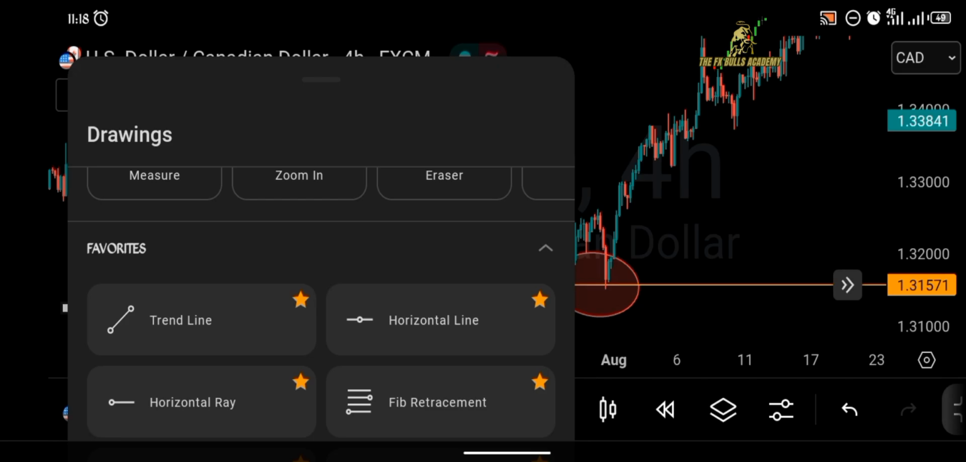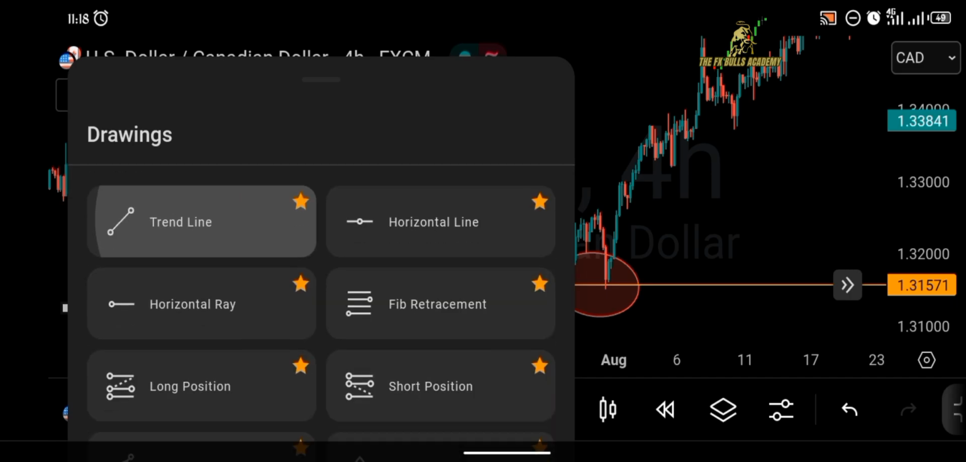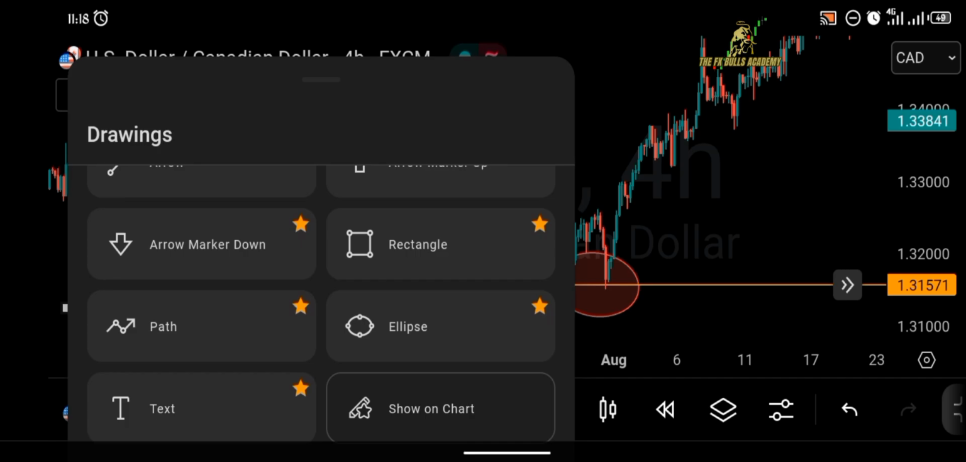Even if it is synthetics you are trading, if it is futures you are trading, you can apply it. If it is forex pairs you are trading, you can apply it on any pair that you want, and it will work definitely, because it's what everybody is using.